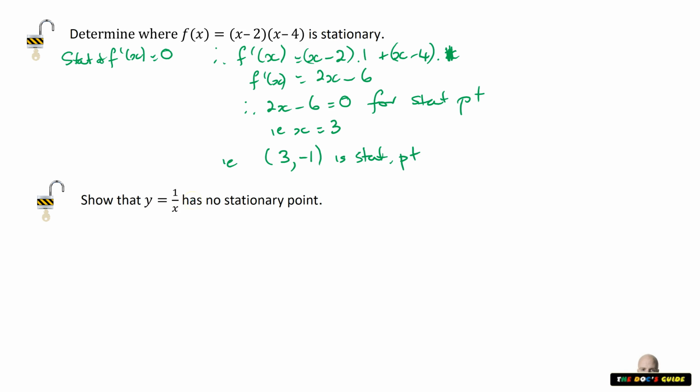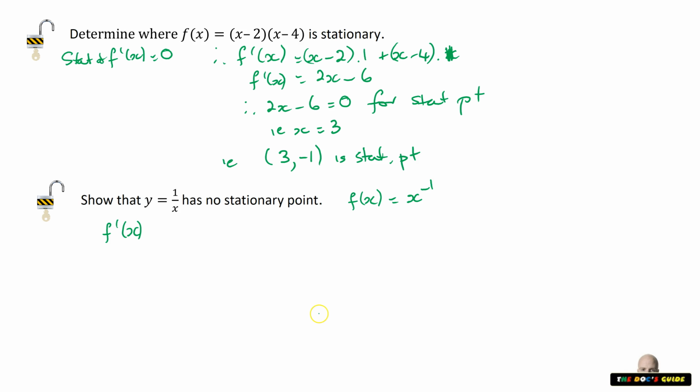Next one, show that y equals 1 on x has no stationary point. That means we need to show that there is nowhere that f dashed of x equals 0. So again, our first step is to find f dashed of x. Now when we see y equals 1 on x, we know what to do with these, and that is to realise that really that's saying y, or f of x, I guess I should have just stuck to y, f of x equals x to the minus 1, that's 1 on x.